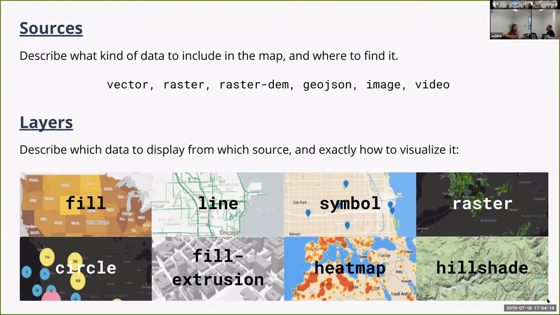So we give you all of these options for what type of layers you want to display, and then you get to specify exactly how each of those layers is going to look, what order they're going to be in, how many there will be, etc. So this is a really high level and very fast overview of how a Mapbox style works, but essentially you specify the data you want to display and the layers you want to display it in.